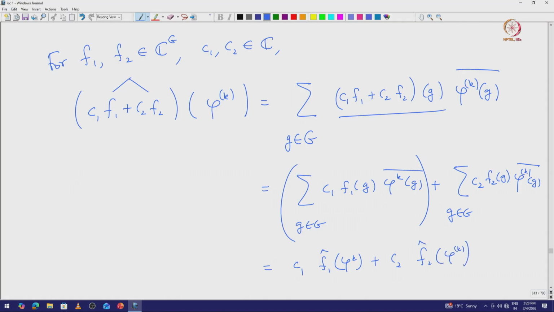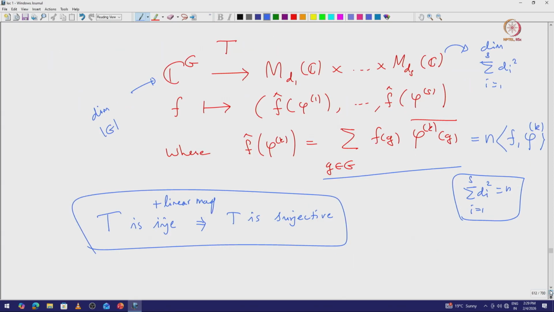So this tells us that C1 F1 plus C2 F2 hat is the same as C1 F1 hat plus C2 F2 hat. So this proves linearity. Now injective follows from Fourier inversion. Now the dimension matches, so that would imply that T is an isomorphism. So we also checked T is indeed an isomorphism between the rings. So in particular T becomes an isomorphism of algebras.